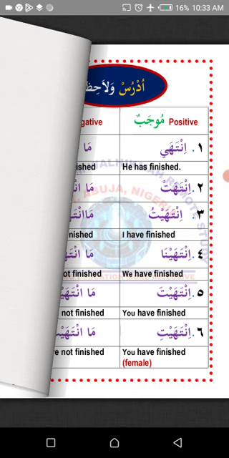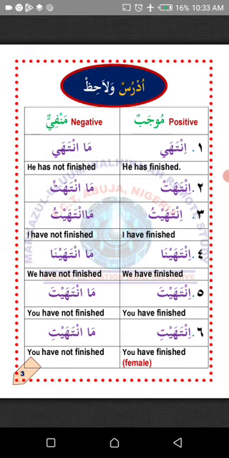MashaAllah. Udrus, learn. Walahiz, and observe at the same time. Mujab, positive. Manfiyun, negative. Mujab, positive: this is the state of a sentence in Arabic that means something has happened. Manfiyun, negative: this is the state of a sentence in Arabic that means nothing has happened.